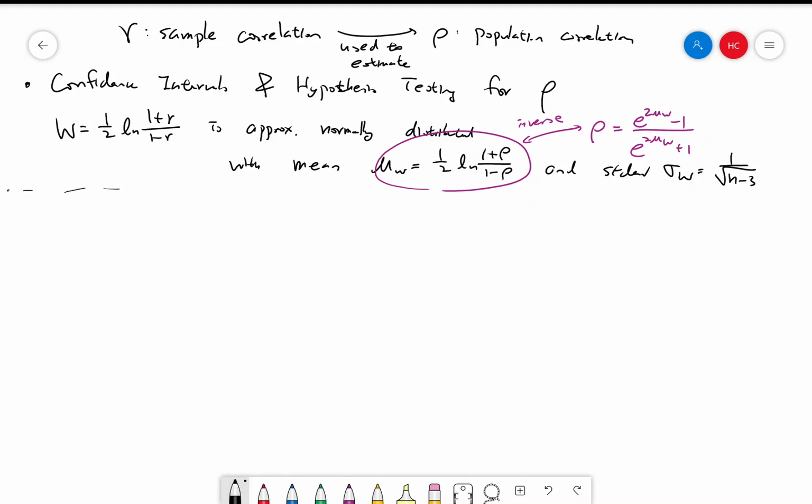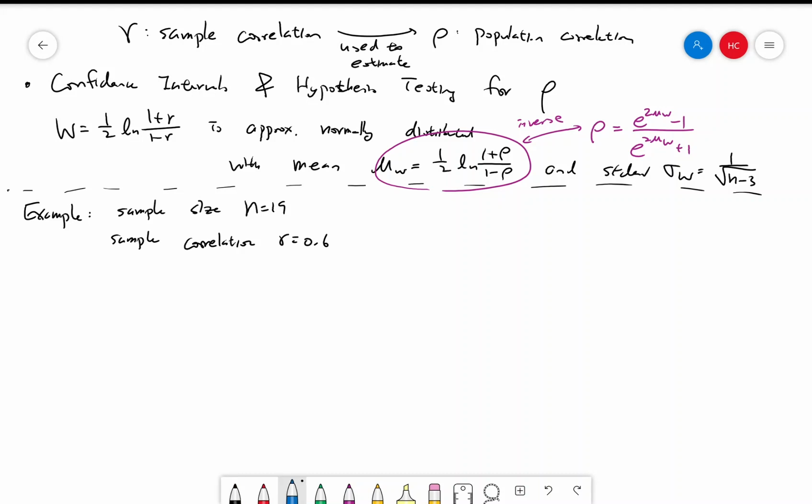All right, so let's use this in an example. Let's consider an example with a sample size of 19, and the sample correlation is 0.6. So let's calculate all the necessary quantities. W is 1/2 ln of (1 plus 0.6) over (1 minus 0.6). So W is roughly equal to 0.693.